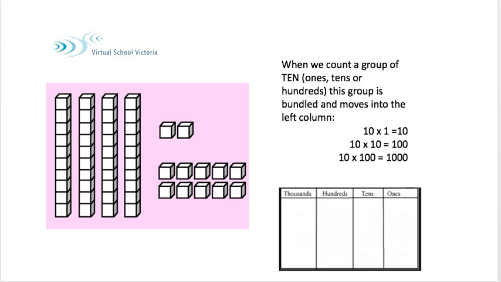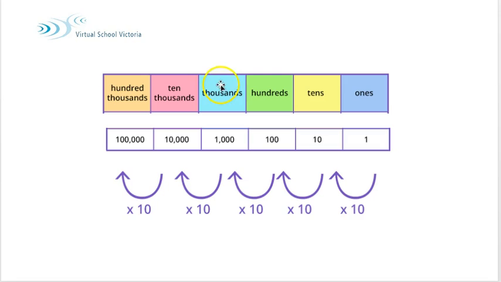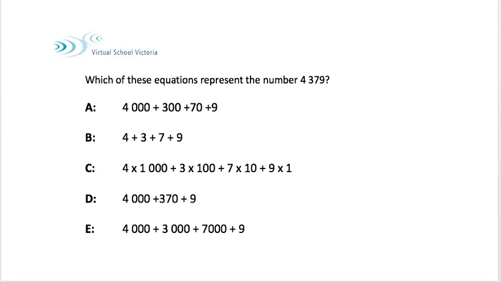Now let's have a look at another way of showing the place value chart. And here's another way of showing that each column is 10 times greater than the previous. And the numbers just keep growing and growing and growing. Now, numbers in our number system can be shown in many different ways. Can you see the correct representation for 4,379? Pause the tape if you want to help yourself think a little bit.